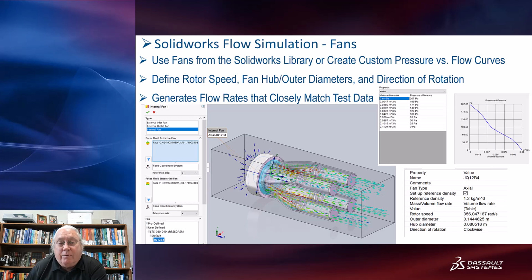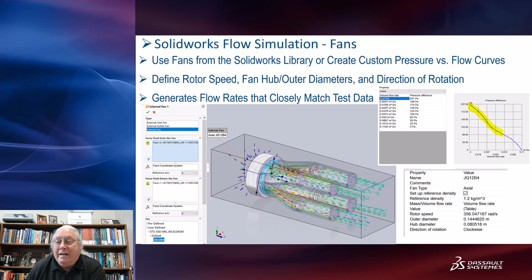And here's the results here. They've got built-in fans in the SolidWorks library. You can just pick different manufacturers and part numbers. If they don't happen to have your particular fan, you can just go create one, and it asks for things like the rotor speed, how fast it's spinning, the size of the hub and outer diameters of the fan, direction of rotation.